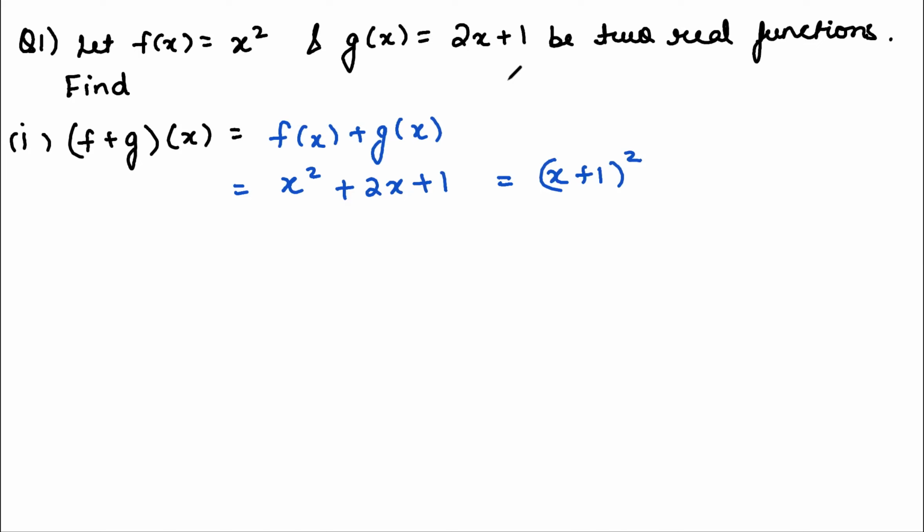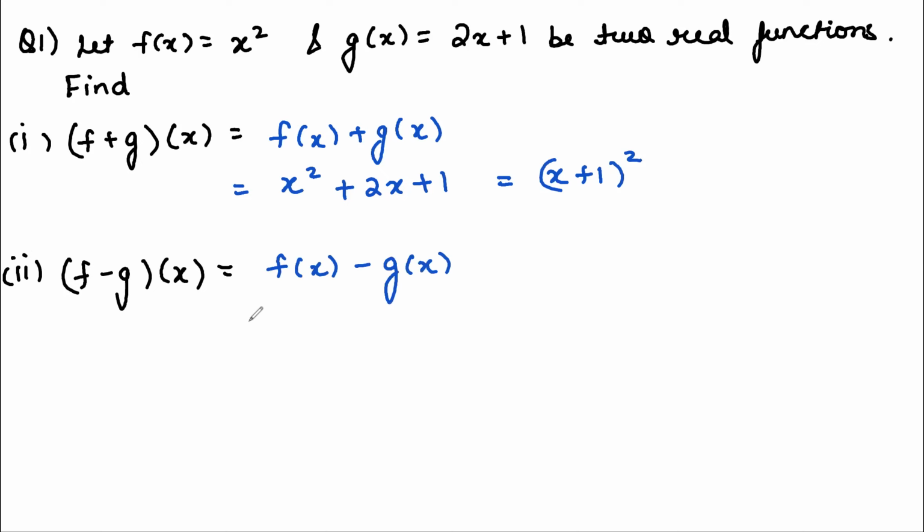Let's say you have to find the difference. You have to find f minus g of x. So it will be equal to f of x minus g of x, right? So f of x is x square minus 2x minus 1, g of x. So this is your difference of these two functions. Let's say you have to find f into g of x.